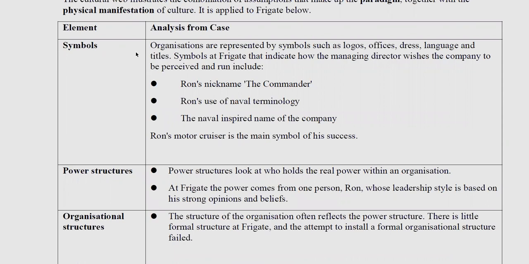So symbols. You could see that from the case organizations, we can first talk about what they mean. Organizations are represented by symbols such as logo, office dress, language, and titles. The symbols at Frigate that indicate how the managing director wishes the company to be perceived and run include Ron's nickname, the commander, the use of naval terminology, and the Navy-inspired name of the company. Ron's motor cruiser is the main symbol of his success, and that we could see from the case.